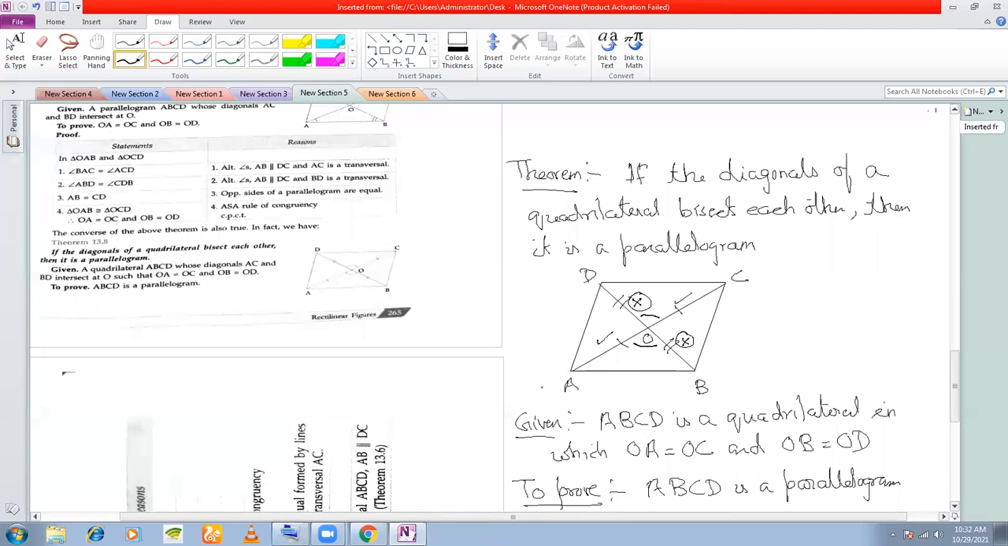Can you tell me what axiom? Side angle side. This time this is the included angle. So this is SAS. So these two triangles are congruent. And if these two triangles are congruent, then by CPCT, I can say this angle is equal to this angle. Right? And if these two angles are equal, then what can I say? That these are alternate angles. Therefore, these two sides are parallel. Right?